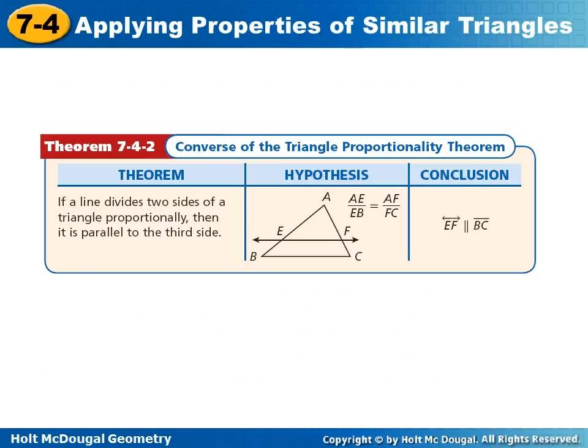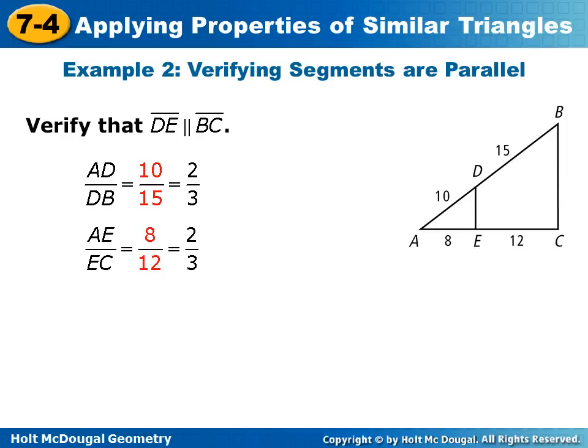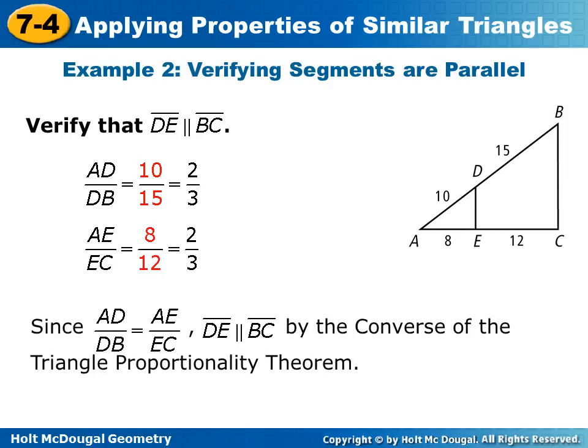We also have a converse of the proportionality theorem that says that if they are proportional, then the two lines are parallel. So let's verify that DE is parallel to BC. We say AD to DB equals 10 over 15, which is 2/3, and AE to EC is 8 over 12, which is 2/3. Since they're equal, DE is parallel to BC by the converse of the triangle proportionality theorem.